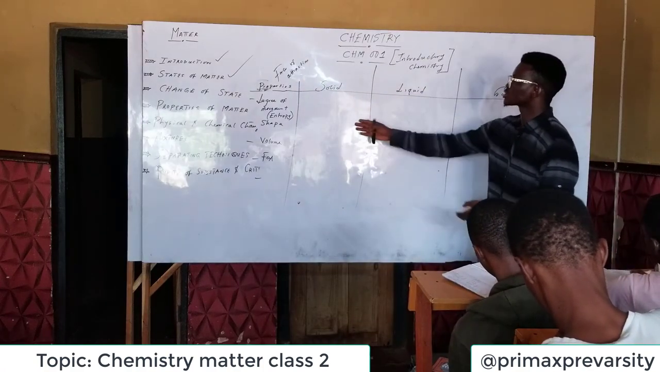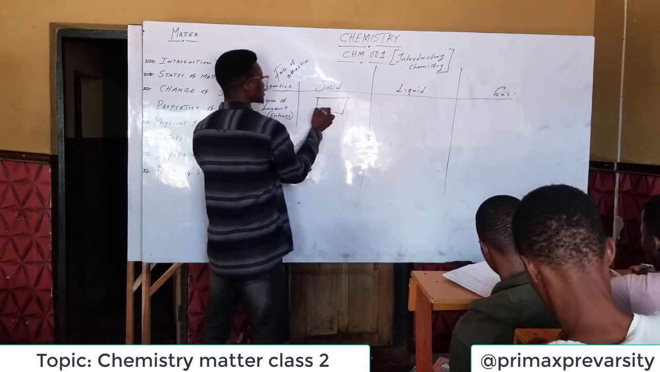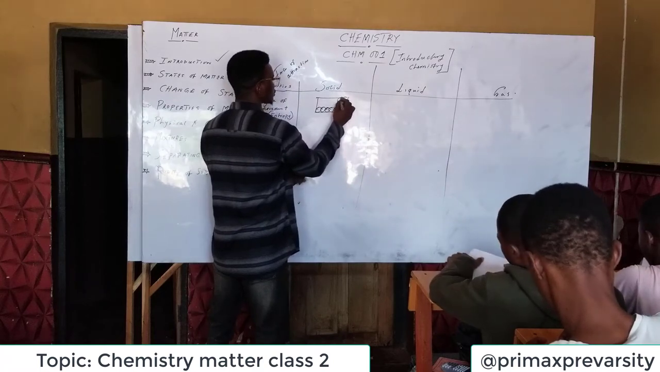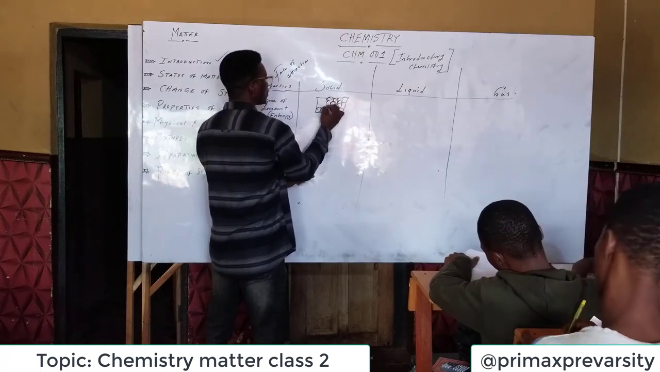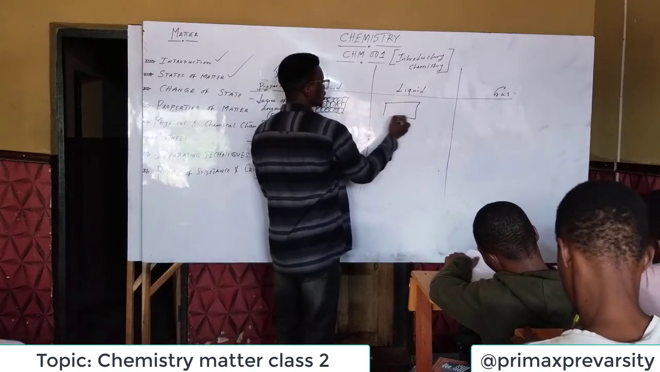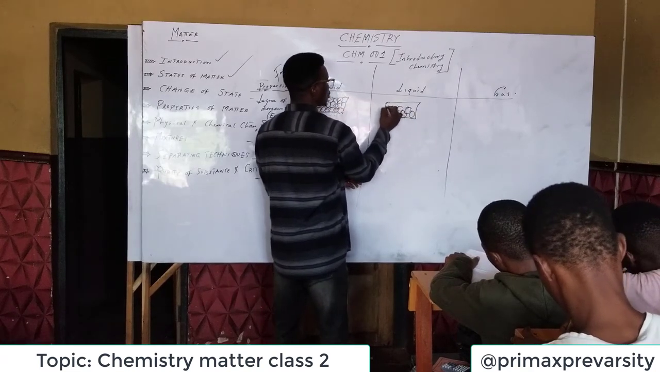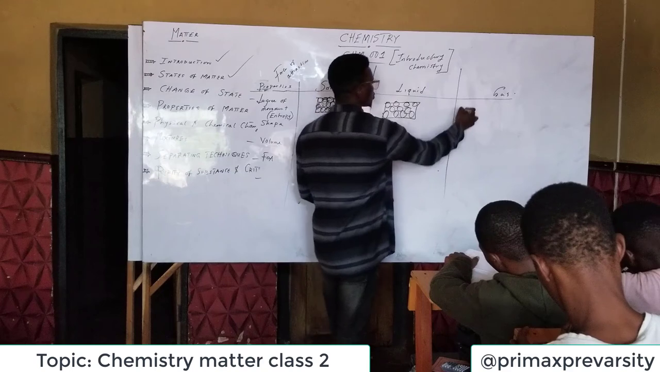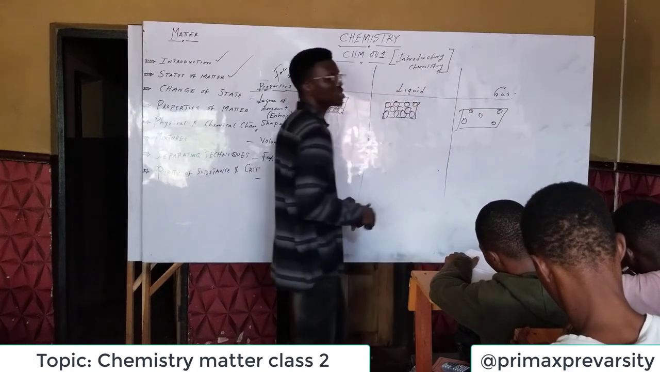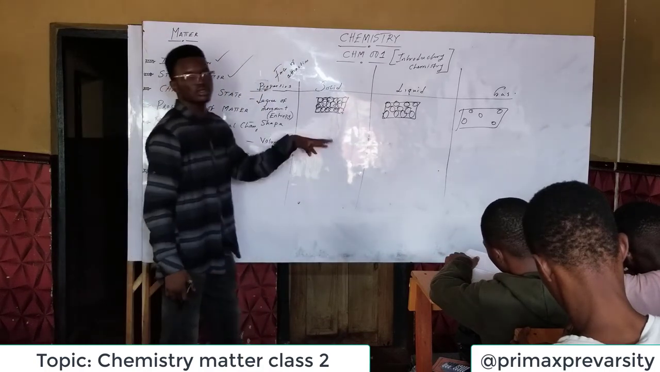So when you look at your solid, liquid, let's look at it pictorially. Your solids, they are all packed together, so they only vibrate about their main position. But for your liquid, they have the ability to slide over one another. But your gases, they occupy every available space. So let's now use this to differentiate them.